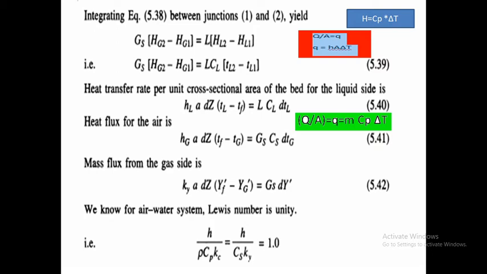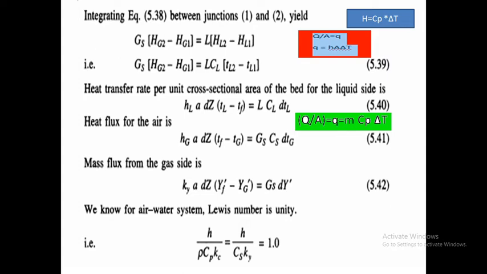Heat transfer rate per unit cross sectional area of the bed on the liquid side. Here in the right hand side, the red color box indicates the heat transfer rate formula. Heat transfer rate per area is equal to heat flux. That is capital Q by A is equal to small q. Capital Q is the heat transfer rate, small q is the heat flux. So here small q is equal to H A into delta T, where H is the heat transfer coefficient, A is the area, and delta T is the temperature difference.